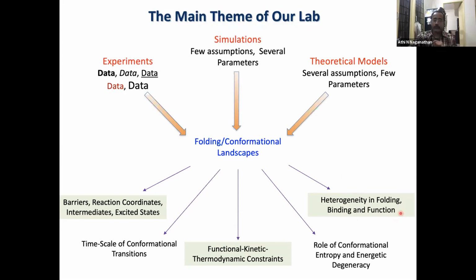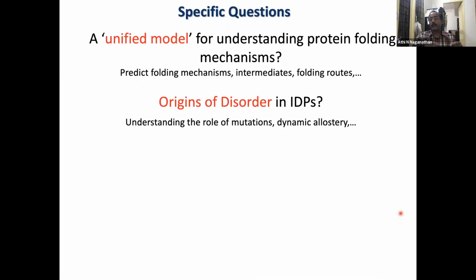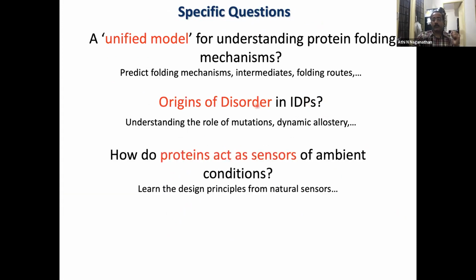I'll briefly touch upon some of these, and maybe we can discuss later and maybe in the question session as well. So the questions are, can we come up with some unified model of protein folding mechanisms? And I did tell you that there are certain proteins that do not have any specific structure. They are called the intrinsically disordered proteins, IDPs. And what are the features, what makes them intrinsically disordered, right?